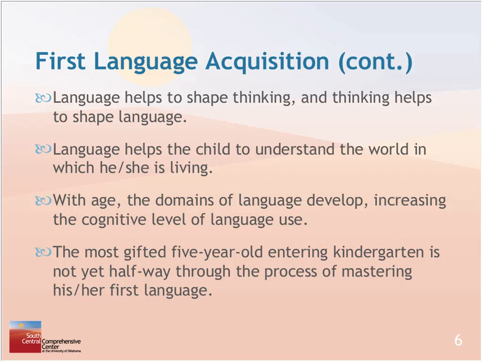So it is said that language shapes thinking and vice versa. Thinking helps to shape language. Because through language, the child is starting to understand the surrounding world where he or she is living. So during the course of his lifetime, that child will develop more domains of the language and will increase his cognitive level.